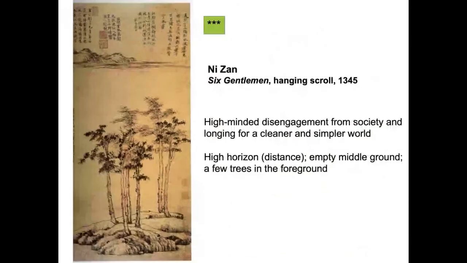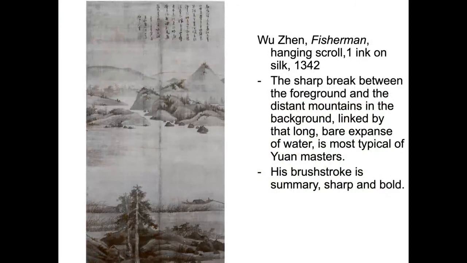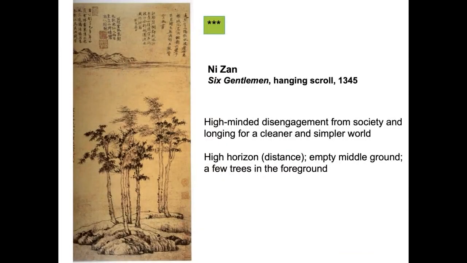So this is Wu Zhen. You can see this is what you understand as a Chinese ink painting, right? Bamboos, rocks, and the fishermen, again foreground, middle ground, and then the far distance. Because they were living in the south, they were heavily influenced by that southern style landscape from the Song dynasty.